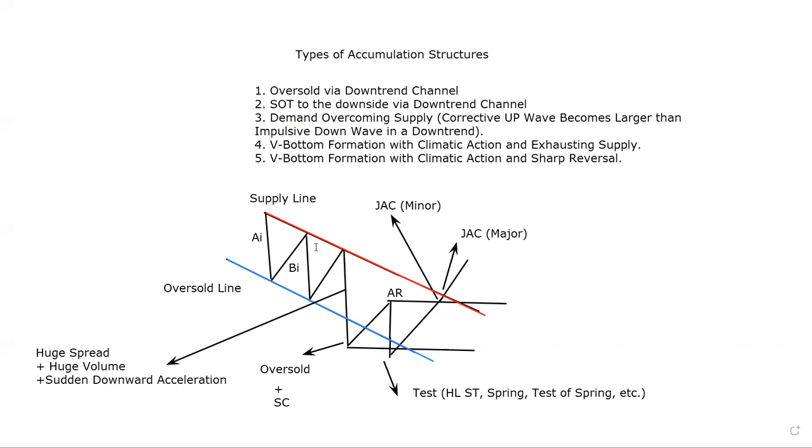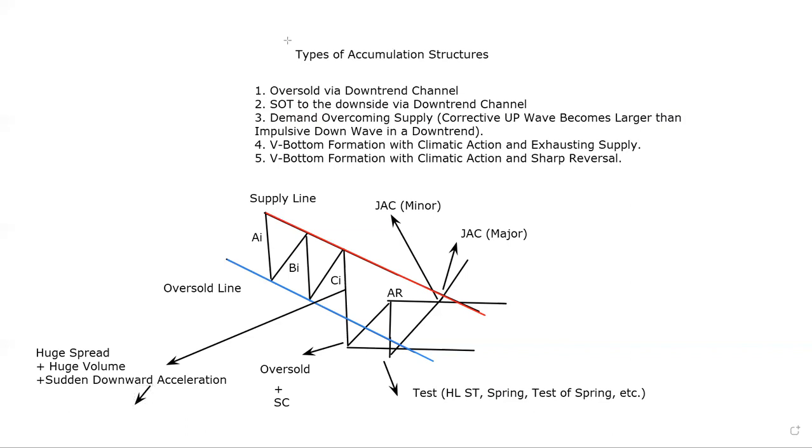Yes, are you there? Yeah. Okay, and this third wave is CI. We call it CI. So this is wave C. This is impulsive wave A, impulsive wave B, impulsive wave C. So for impulsive wave C, how do we know that there is sudden downward acceleration? How can we prove it?